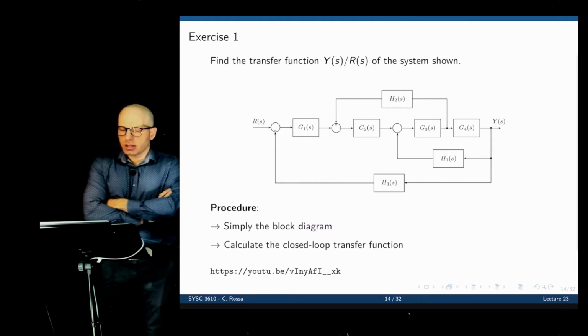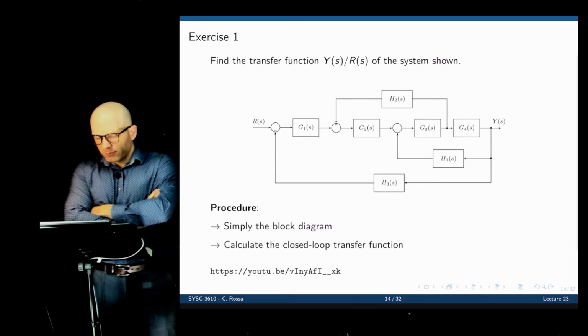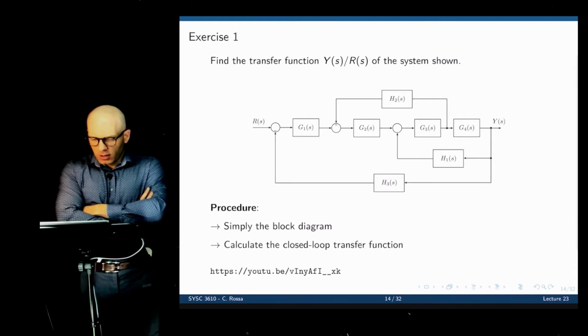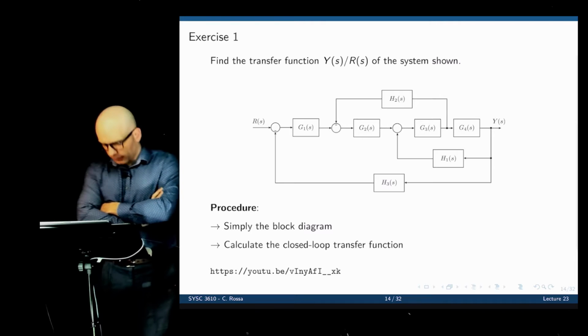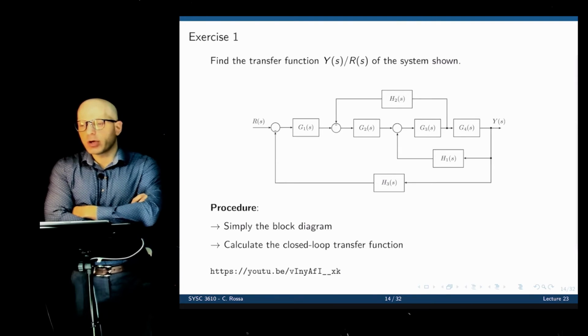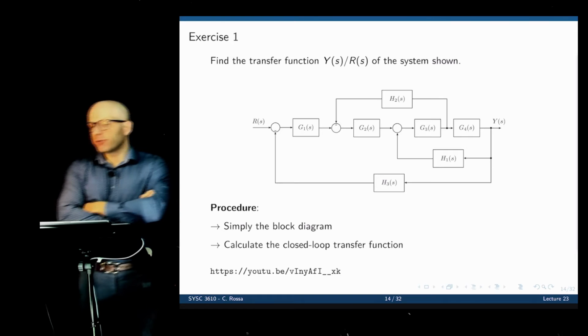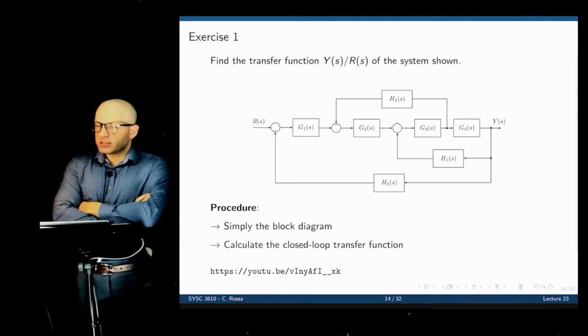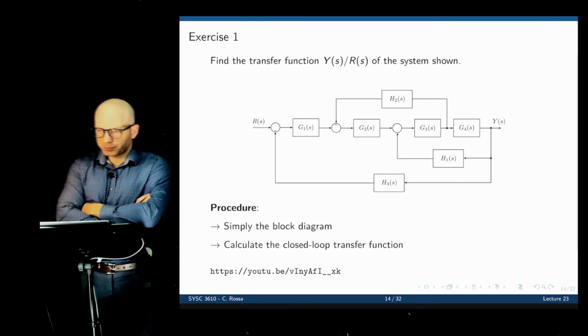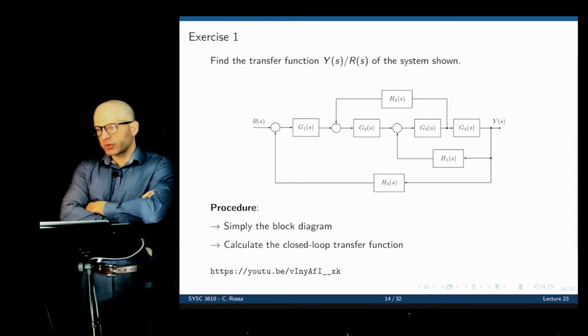So let's look at this diagram here. We have many feedback loops connected. We have a bunch of functions, and you want to find the transfer function y over r. What can we simplify right away? Can we combine blocks? Can we eliminate the feedback loop? Is there any simplification that we can do right away without moving things around? I don't think so. There is really nothing we can do as it stands right now.